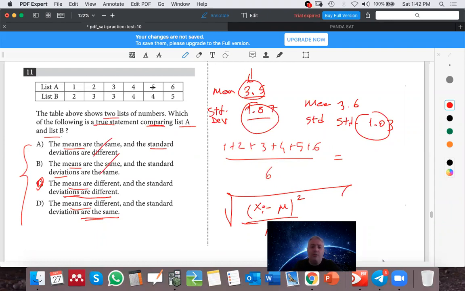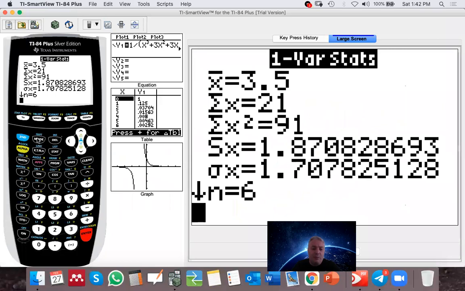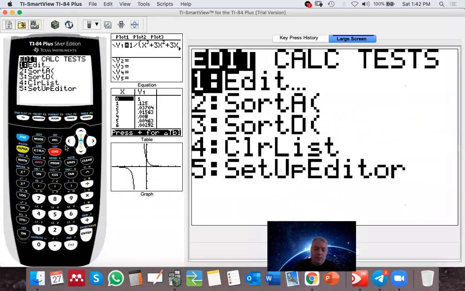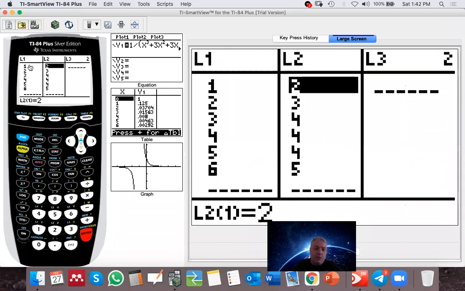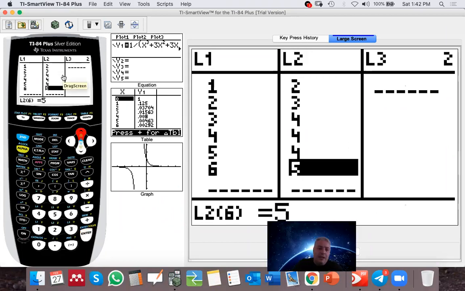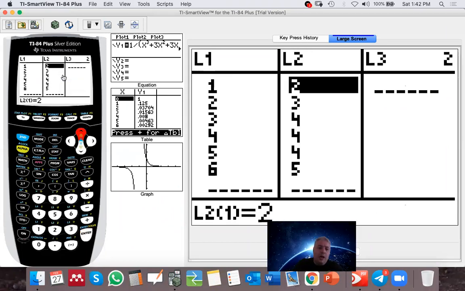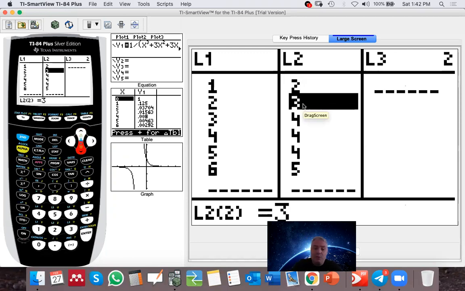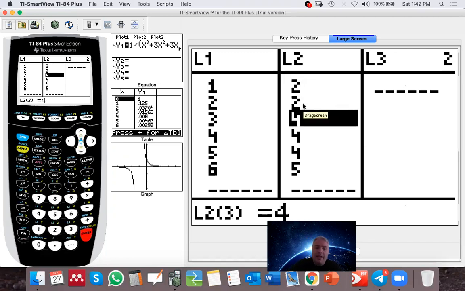So 1, 2, 3, 4, 5, 6, 2, 3, 3, 4, 4, 5. Let me check it one more time, just to be sure. Enter. So 1, 2, 3, 4, 5, 6. And here, what is the data? 2. I made a mistake. Look, you can even see here, the first data is 2. The second data is 3, but it must be 2. So I have to change. This is 2. So enter.